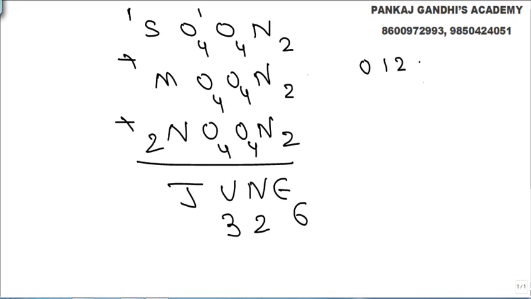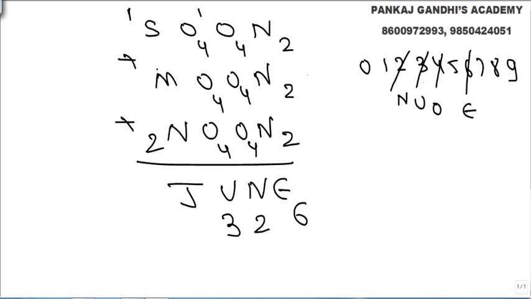Now we have got choices 0, 1, 2, 3, 4, 5, 6, 7, 8, 9. Out of which already we have used N2. We have already used E6. We have already used O4. And we have already used U3. Now S, M are left out, but none of them can be 0.